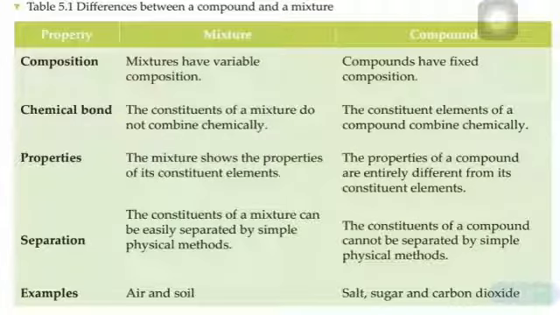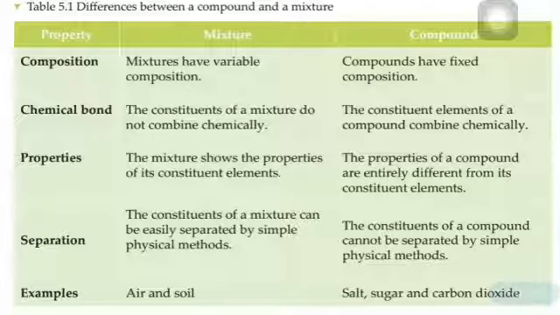Let us talk about the differences between a compound and a mixture. Based on composition: mixtures have variable composition, whereas compounds have fixed composition. Chemical bond: the constituents of a mixture do not combine chemically. The constituent elements of a compound combine chemically. Properties: the mixture shows the properties of its constituent elements. The properties of a compound are entirely different from its constituent elements.